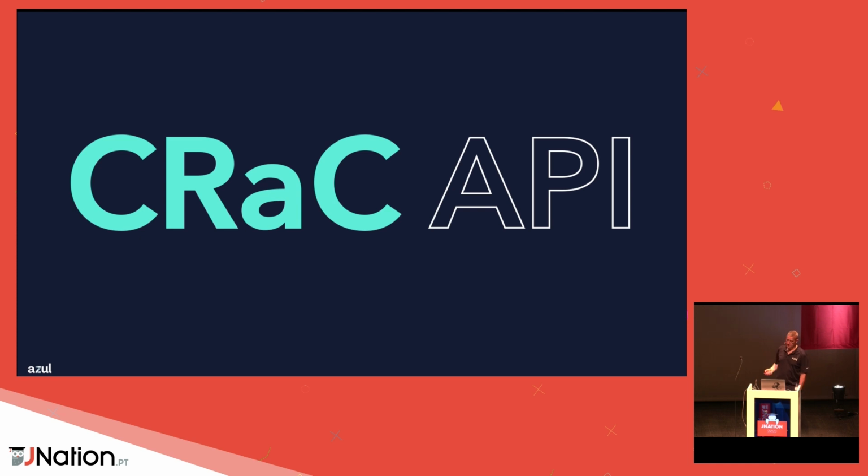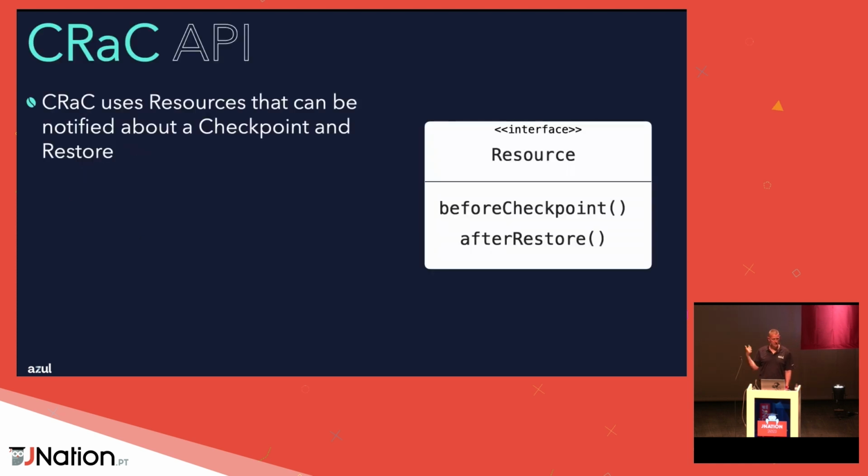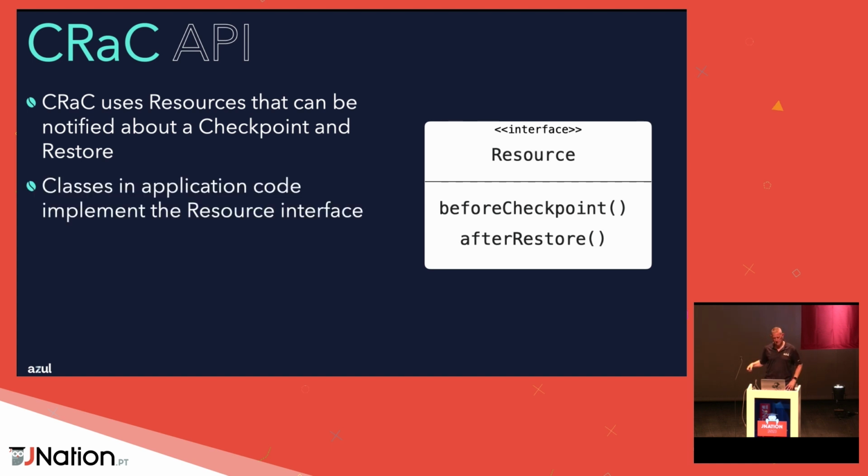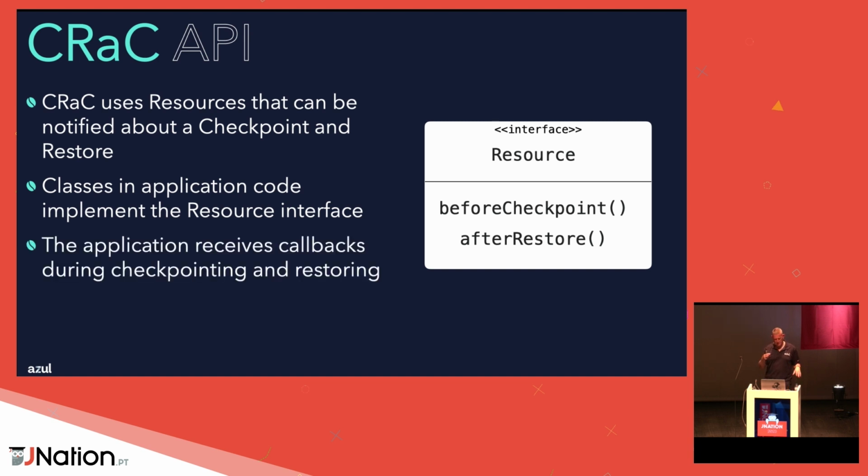Leads me to the API. The API is pretty simple. We just have one interface. It's called Resource. It only has 2 methods, beforeCheckpoint and afterRestore. It's pretty self-explaining. So we use these resources to notify classes that need to be notified in case of a checkpoint, right? So these classes implement the interface, and then the application receives callbacks when there is a checkpoint and when there was a restore.